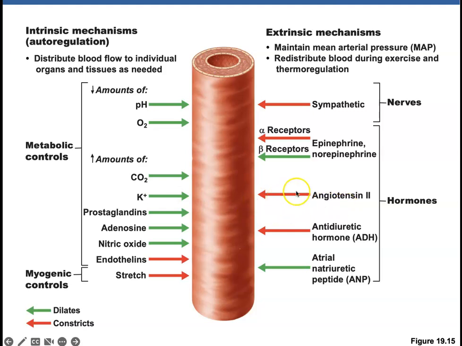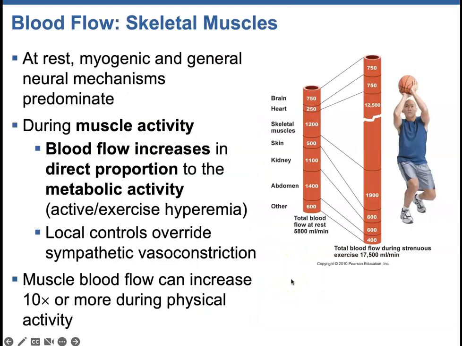Then angiotensin II, remember, is a very strong vasoconstrictor. ADH is a very strong vasoconstrictor. And then ANP is a vasodilator.